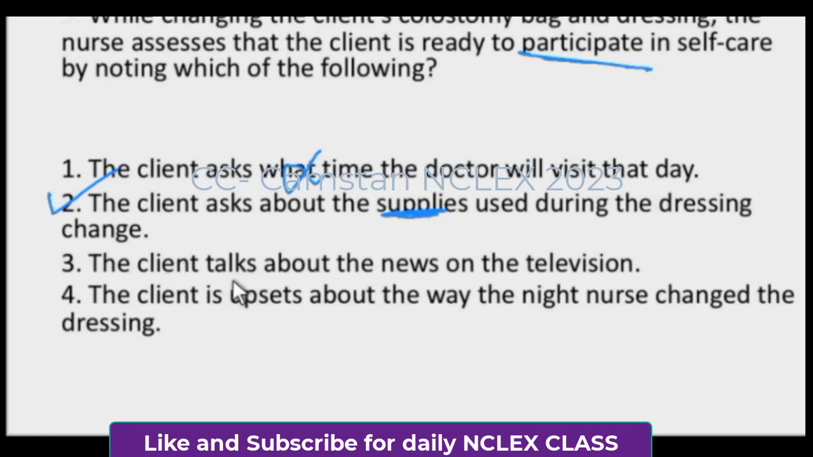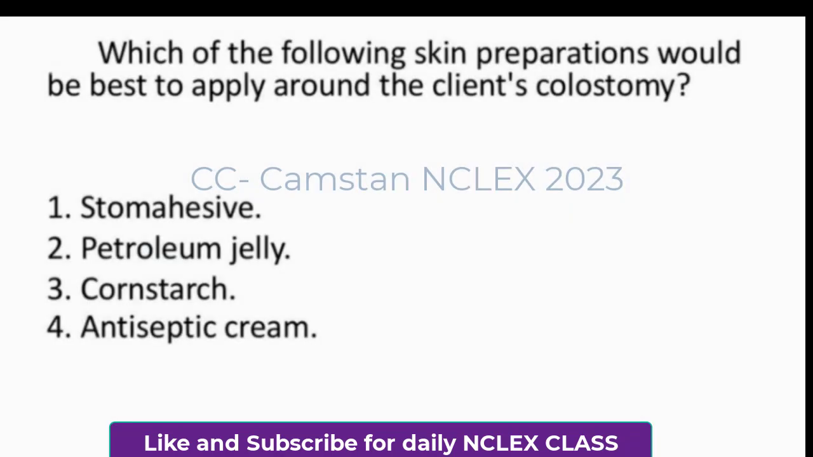Third one is the client talks about the news on television. No, it just indicates that he wants to avoid the subject of this colostomy bag. Fourth is the client is upset about the way the night nurse changed the dressing. No, this one also indicates that the client is just ignoring the problem. So the correct option is second one. Right. Let's move to the next one.